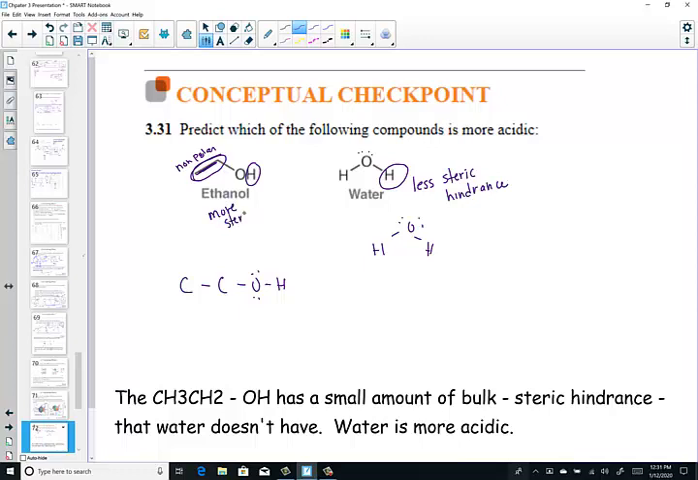The less sterically hindered it is, the more acidic, the more stabilized the molecule becomes. So I'll just say less steric hindrance to allow stabilization by the solvent. We selected water as being more acidic.